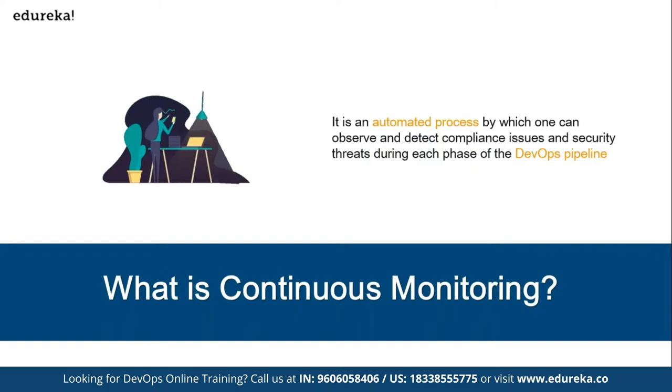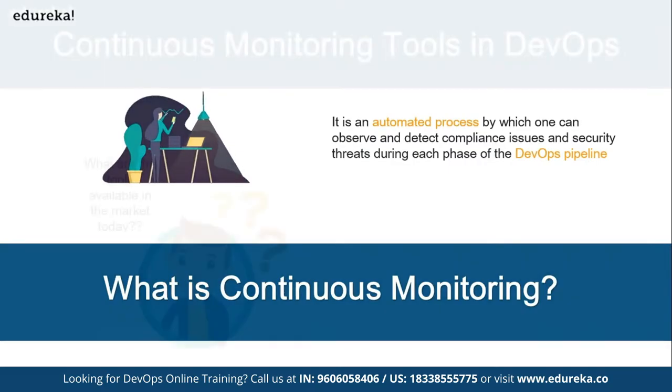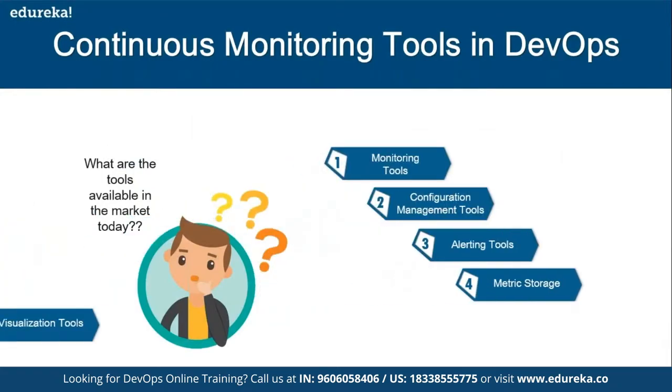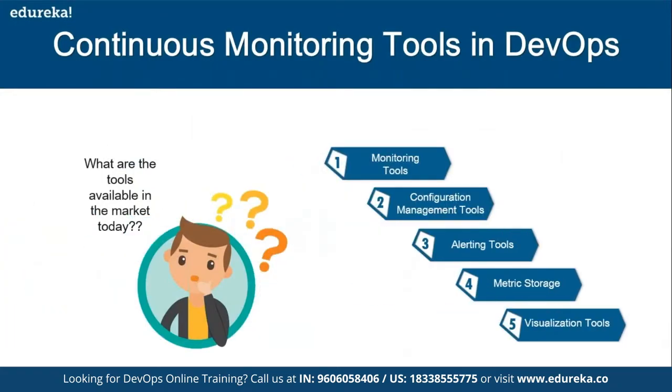Now, moving on, let us check on the continuous monitoring tools in DevOps, right? So we are looking at what kind of tools are available in the market today. Having talked about the importance, having talked about what continuous monitoring is, let's look at continuous monitoring tools in DevOps. Now, there are several DevOps tools for monitoring the ecosystem, obviously, which help both the development and operation teams work effectively together.